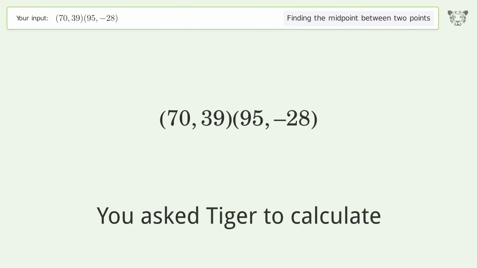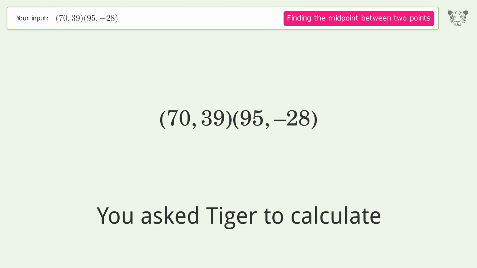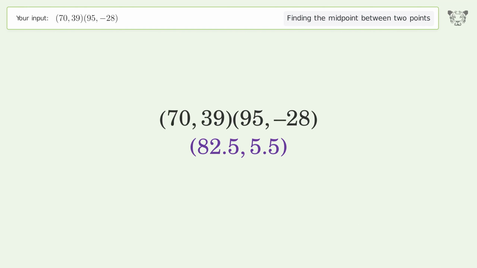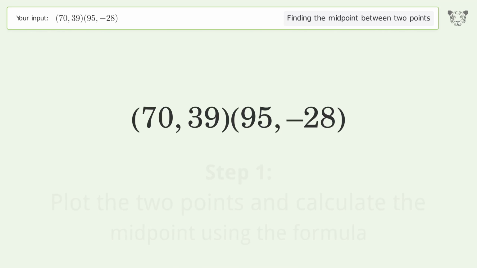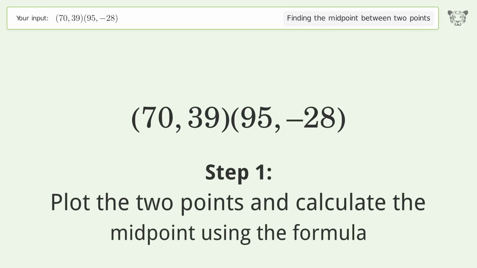You ask Tiger to calculate. This deals with finding the midpoint between 2 points. The midpoint between the 2 points is 82.5, 5.5. Let's solve it step by step. Plot the 2 points and calculate the midpoint using the formula.